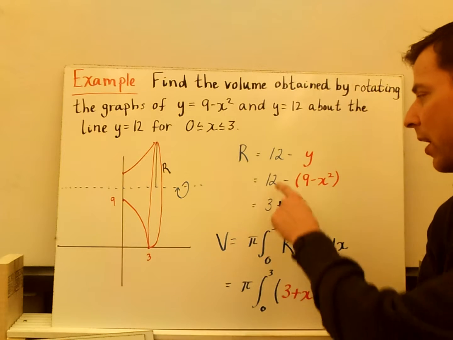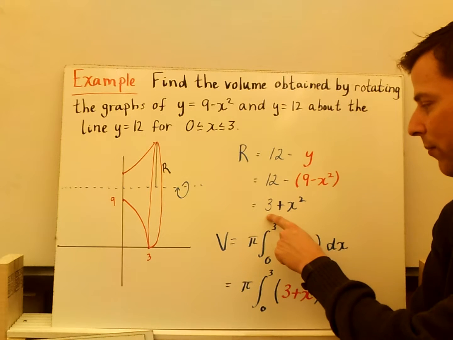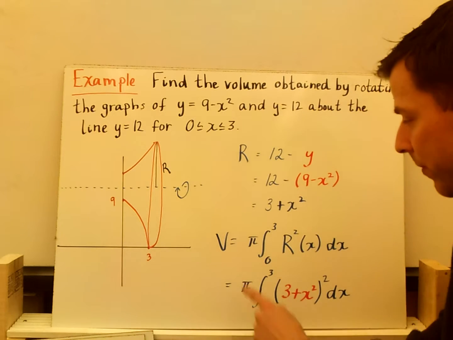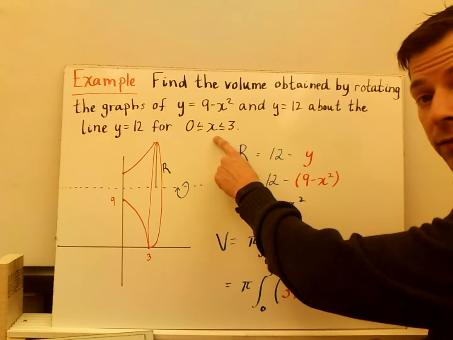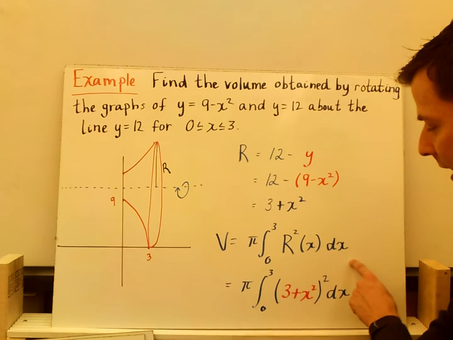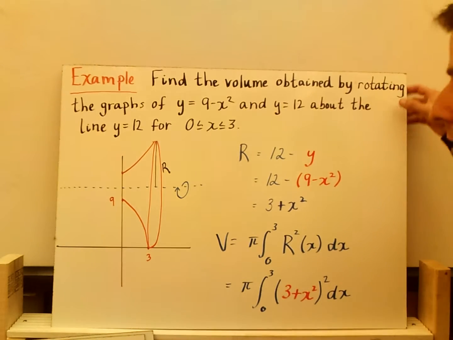Okay, so I go ahead and substitute 12 minus 9 minus x squared. I end up with 3 plus x squared. So now I'm ready to use my volume formula. So volume is equal to pi from 0 to 3, and that was defined for us. And then big R squared times dx. So big R was 3 plus x squared. So there's the integral that I'm going to perform to get the volume.